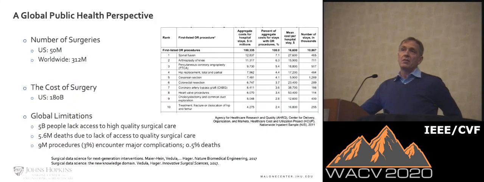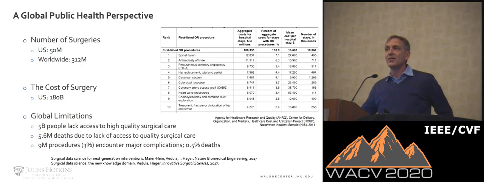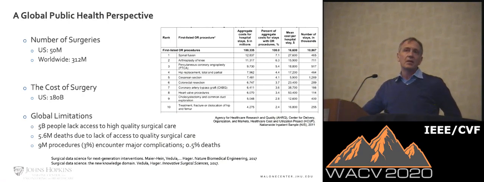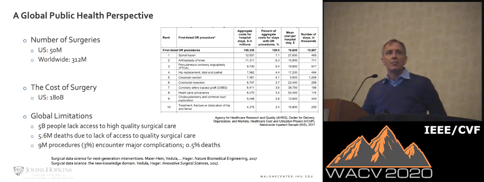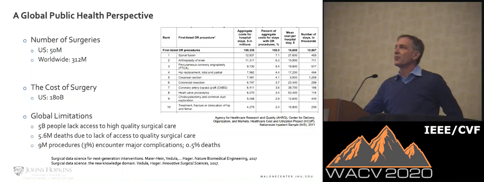If you look at just raw numbers, again, this is the eye chart, that probably is hard to see in the back, but in the US, it's about 15 million surgeries per year. Worldwide, it's a little over 300 million surgeries per year. Cost of surgery in the US is actually over 200 billion at this point.